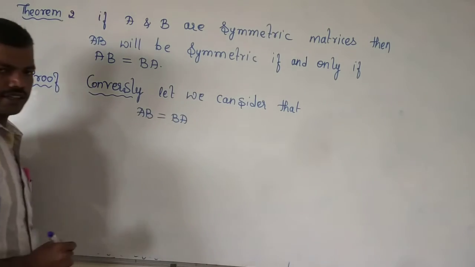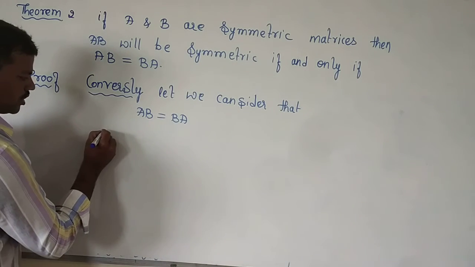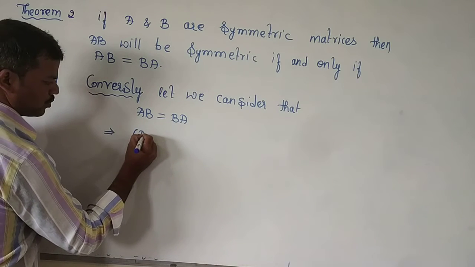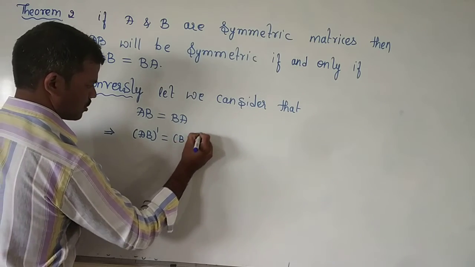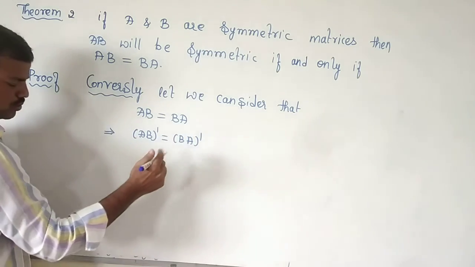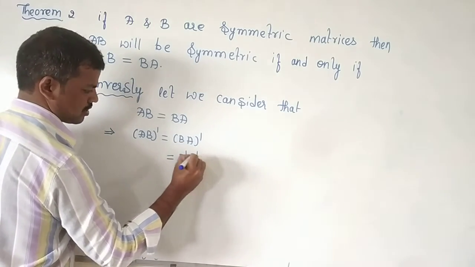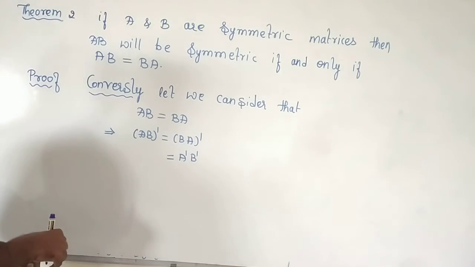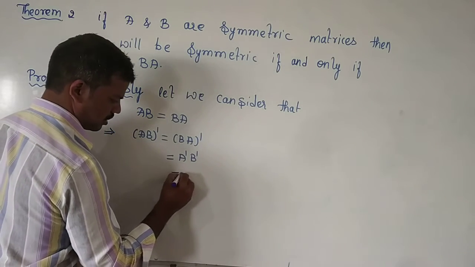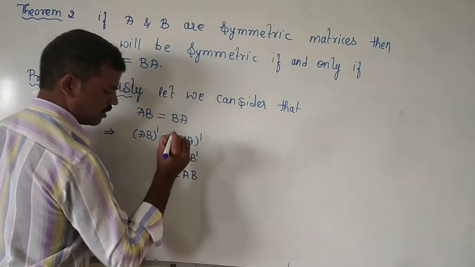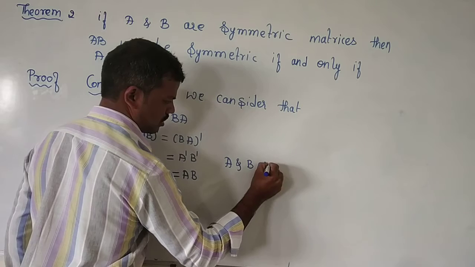Now what did we have to show? Symmetric, so we must apply transposition. It implies that applying transposition on both sides, A into B transpose equals B into A transpose. Then we apply the transposition property on this side: A transpose into B transpose. We already know that A transpose is A and B transpose is B. Why? Because A and B are symmetric.